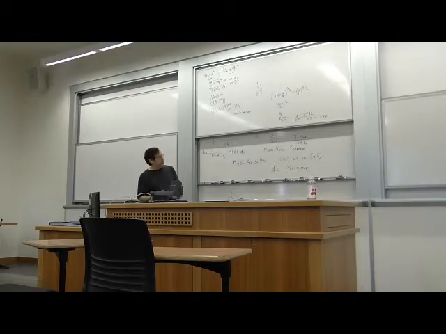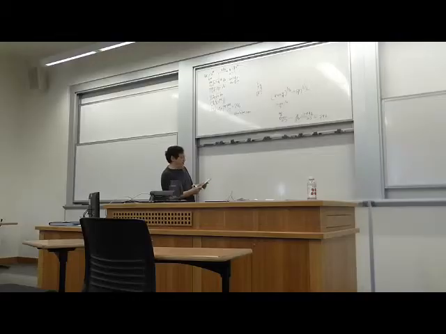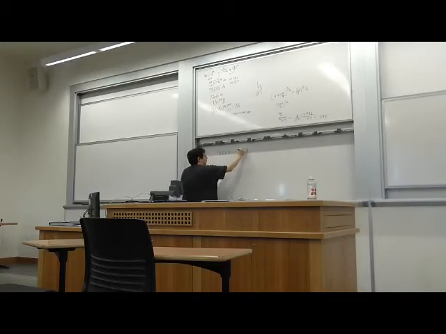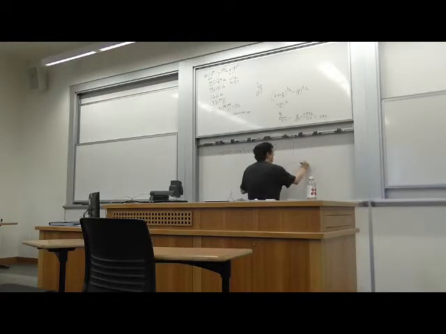Okay, let's try a problem. So let's take the function 1 plus x squared, and let's look at it on the interval -1 to 2. So let's take a look at what that looks like. It's kind of like this. So -1 to 2.